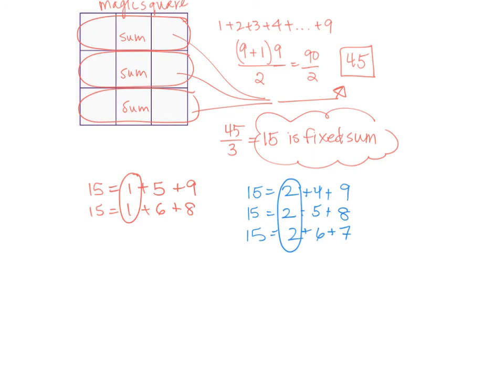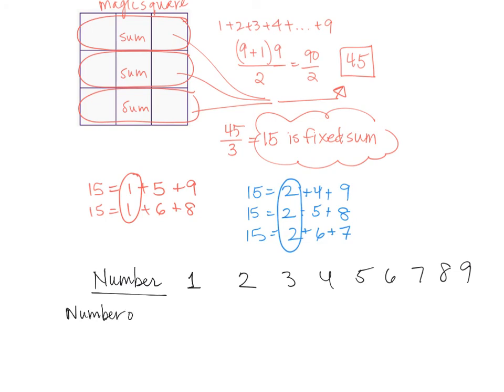I'm going to make a table to organize my information. So I'm going to write the number that we're talking about. In particular, we did it for 1 and we did it for 2. We could do it for all of them, 3, 4, 5, 6, 7, 8, 9. And we want to know the number of sums that contain that number. So the number 1 was only in 2 of the sums. The number 2 was in 3 of the sums. So what we really want to do is find out all the other sums that could exist to make 15.